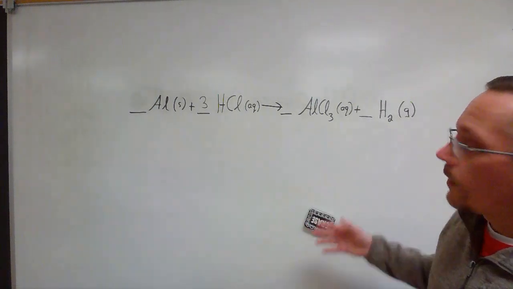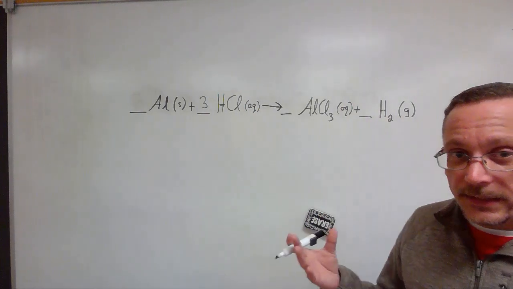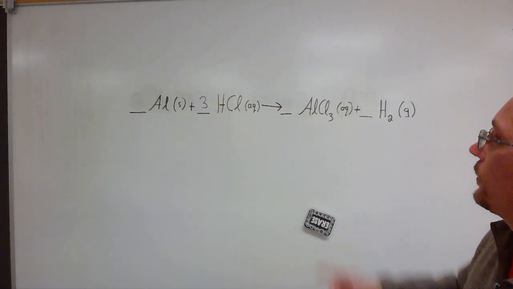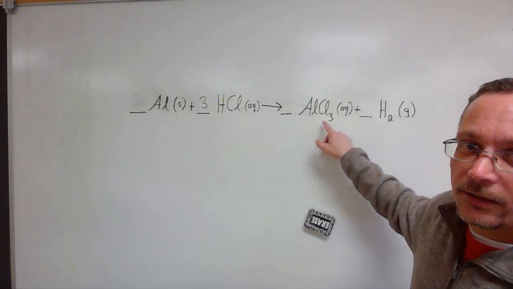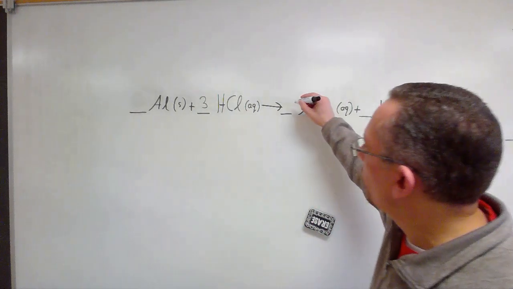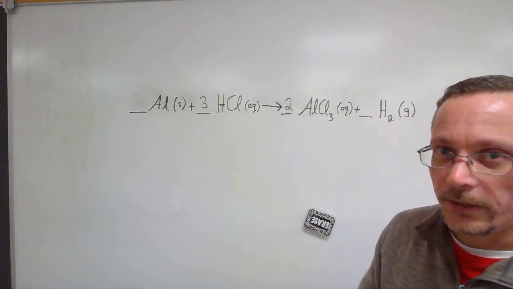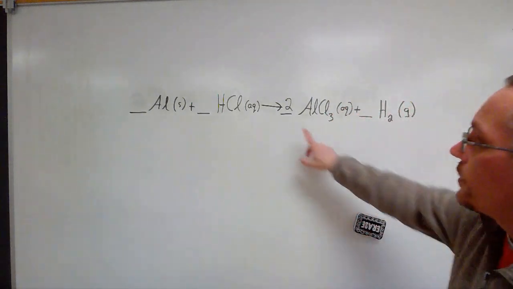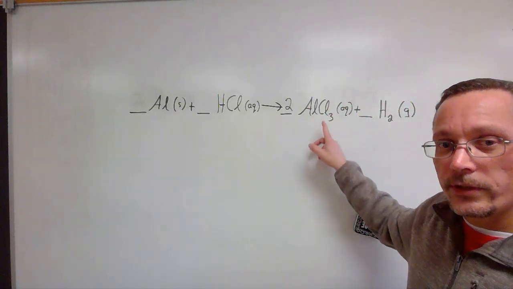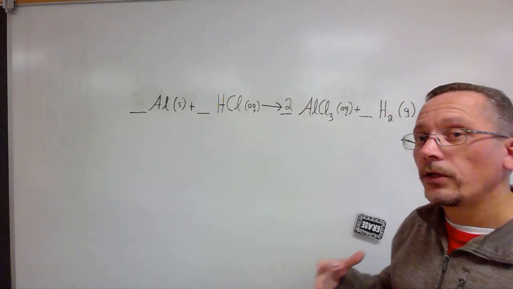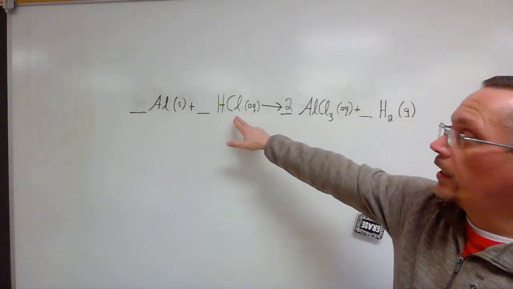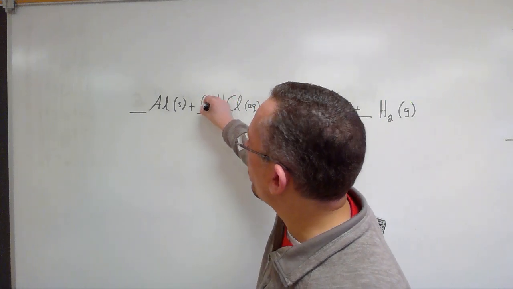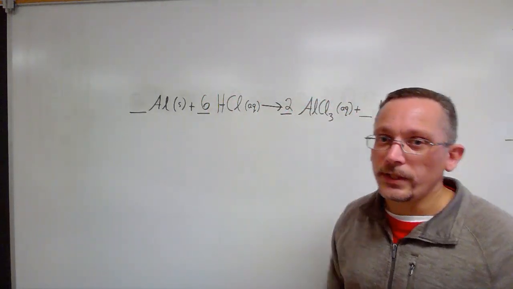What we're gonna do is, you know, it's often easiest to double an odd number and then try to make things work out. So I'm gonna take this odd number of chlorines and double it, and then see if I can make things work out. So now that I've doubled that, let's look at our chlorines. We have 2 times 3. There are 6 chlorines. Can I make 6 chlorines over here? Yes, there's 6 chlorines. Okay.